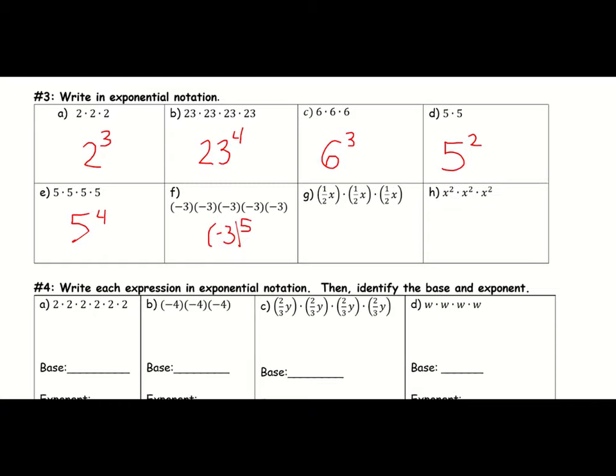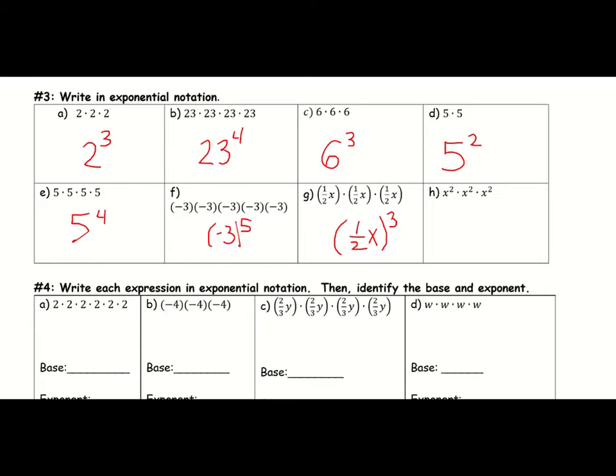For G, we've got 1/2 x times itself 3 times. So this is also one I'm going to have to put in parentheses because it's 1/2 x. It's not just one number as the base. And then this would be to the 3rd power. So if there are parentheses, there's more than one thing. We got to make sure we use the parentheses to keep it the same in exponential notation.